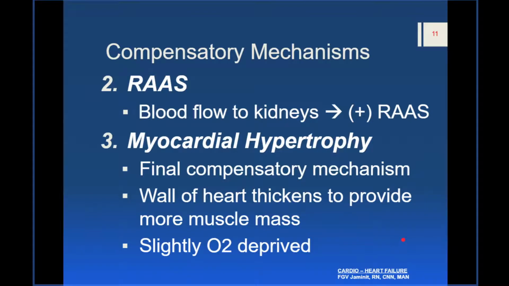Moving on to the second compensatory mechanism, and that is your RAAS. Remember, it is your renin, angiotensin, and aldosterone system. Renin is a hormone that is released by the kidneys. So when the blood flow to the kidneys decreases, the kidney would feel it and release a hormone called renin. This renin causes vasoconstriction and can stimulate the release of angiotensin.